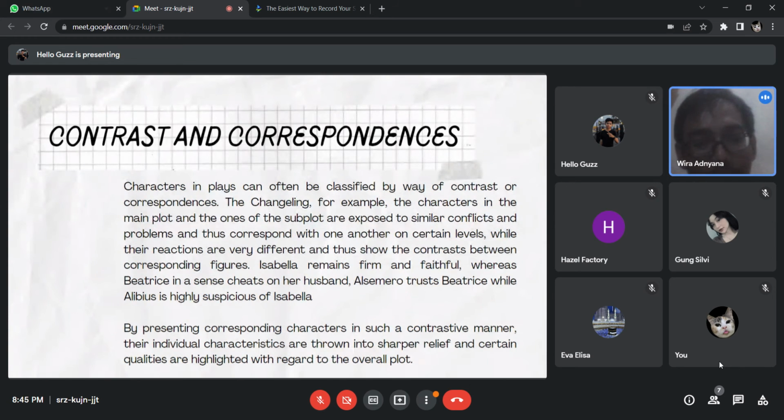Isabella remains firm and faithful, whereas Beatrice, in a sense, cheats on her husband. Alsemero trusts Beatrice while Alibius is highly suspicious of Isabella. By presenting corresponding characters in such a contrastive manner, their individual characteristics are thrown into sharper relief and certain qualities are highlighted with regard to the overall plot. Next, please.